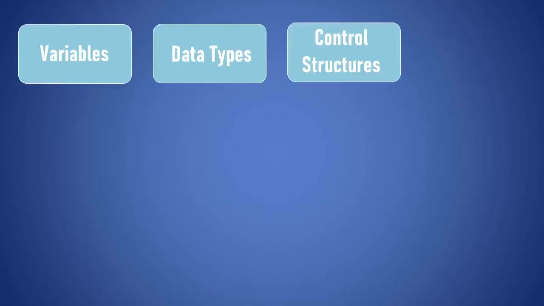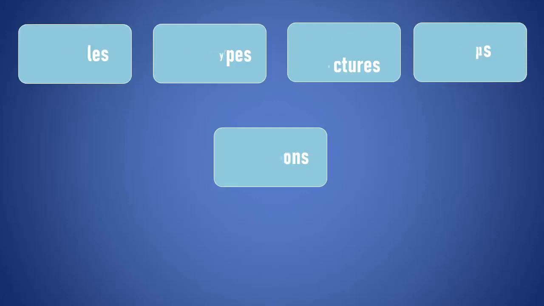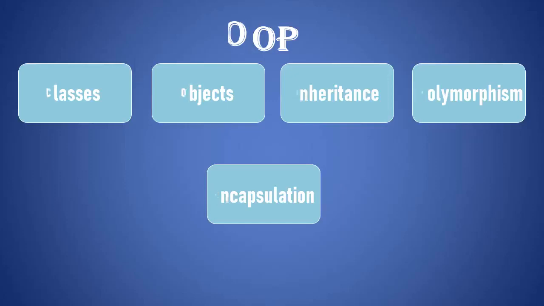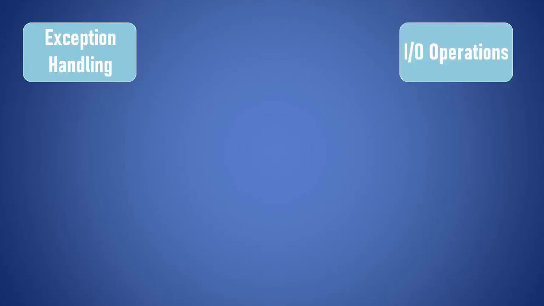We will cover a wide range of topics, starting from the basics and gradually progressing to more advanced concepts. Throughout the course, we will learn about variables, data types, control structures, loops, and functions, which form the building blocks of any programming language, not just Java. We will then move on to the object-oriented programming principles, where we will explore classes, objects, inheritance, polymorphism, and encapsulation. OOP is a fundamental paradigm in Java and plays a vital role in developing modular and maintainable code, so you need to know that. Additionally, we will explore exception handling, file I/O operations, and so forth and so on.